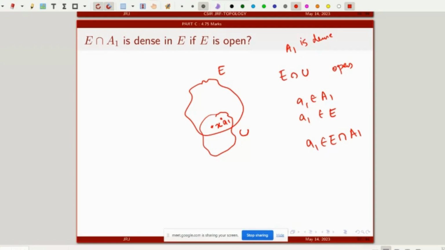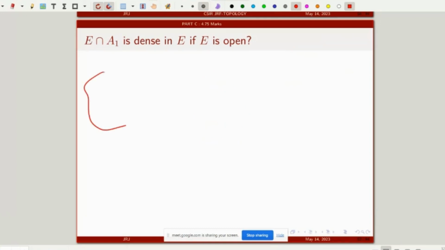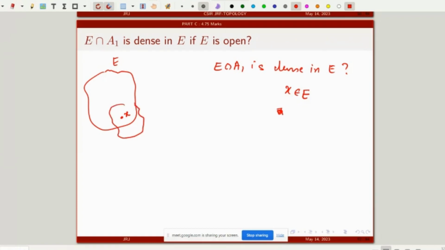Once again, let me repeat. Forget everything. We are given that E is an open set. Now what do we have to prove? E intersection A1 is dense in E. Dense in E means if we start with any element X in E, there should be elements, not converging kind of, whatever be the neighborhood of X we are taking, there should be a representative from this set. That is the definition of denseness, right?